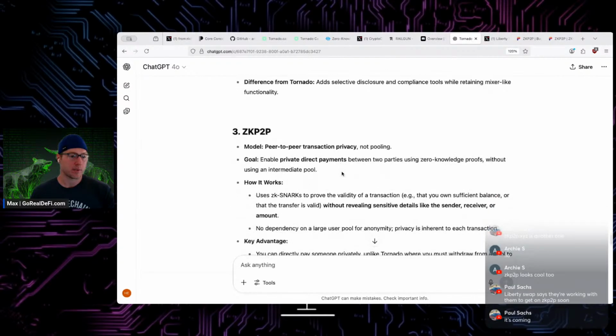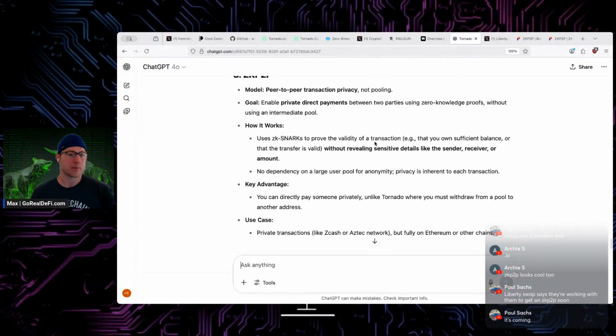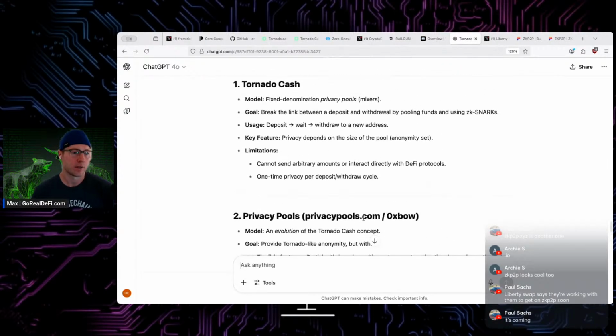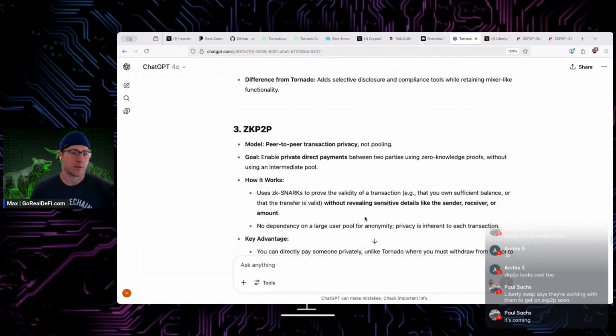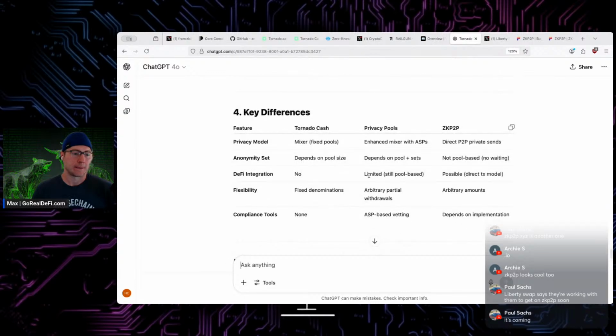Tornado Cash, privacy pools, ZKP2P. So peer-to-peer transaction privacy, pulling direct payments between two parties using ZKP2P. Okay, so what's the difference between that and Tornado Cash? Privacy pools, features, difference in Tornado, how it works, privacy model, direct P2P. So how does it work? Compare Tornado Cash, or let's just do privacy pools versus ZKP2P, how it works and user experience.